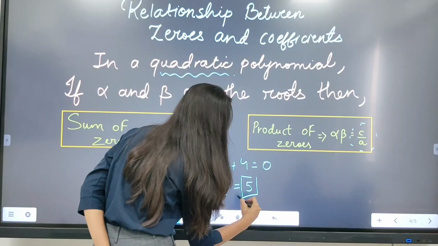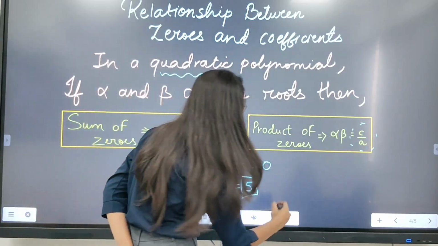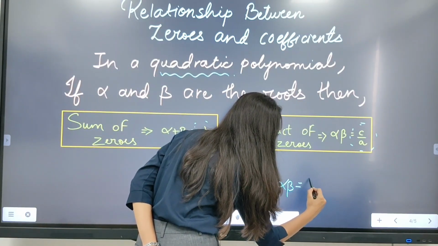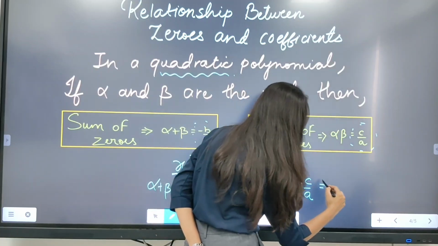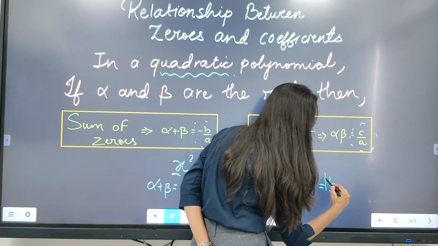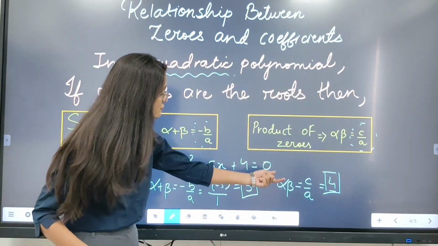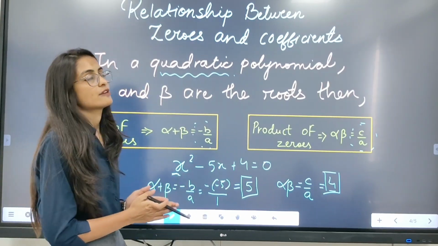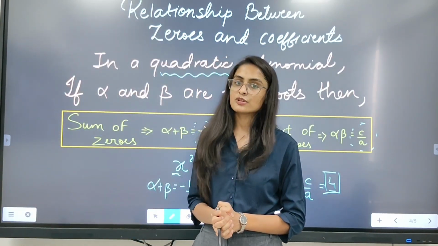Positive 5. Focusing on the product of zeros, which is alpha beta. Alpha beta is c by a. Now c is 4 and a is 1. So we can just write 4. So the product of zeros is 4 and the summation of zeros is 5. Right? This was one example based on the relationship.